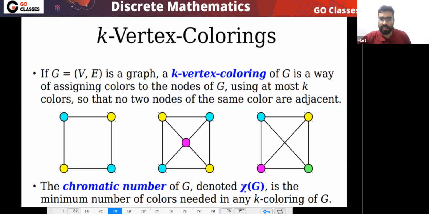The chromatic number is 3 because we cannot reuse this middle color. And outside there is an even cycle. For an even cycle you need 2 colors. Okay, this is chromatic number 2, and for this the chromatic number will be 4. So remember, K vertex coloring means at most K colors you need.